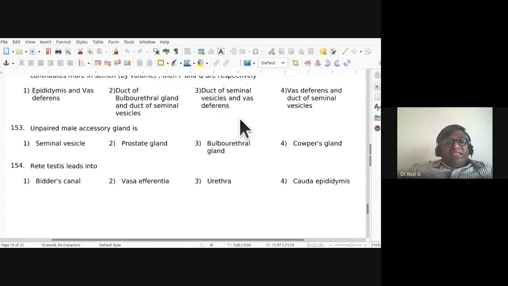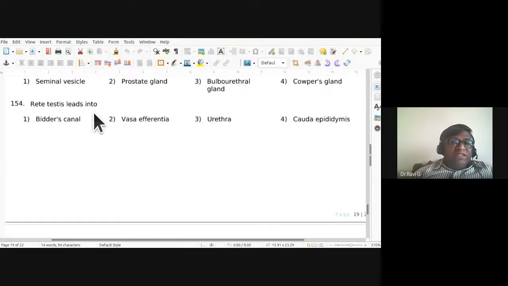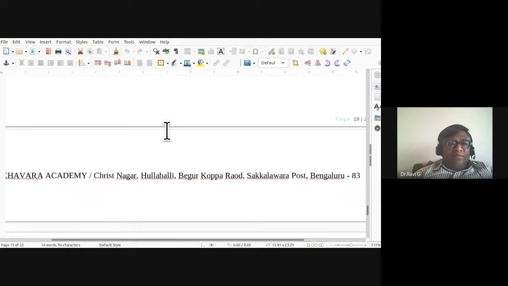Unpaired male accessory gland is... Okay, paired male accessory glands: seminal vesicles, bulbourethral glands, Cowper's gland, they are all paired. But the unpaired male accessory gland is the prostate gland. So 153rd, second one is the right option. Okay, rete testis leads into vasa efferentia. So 154th is second one.